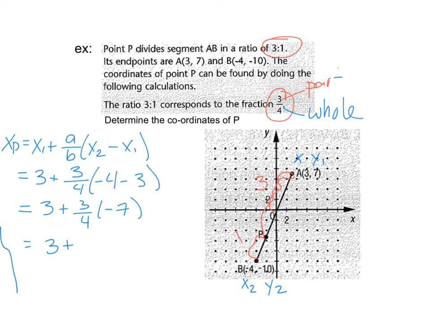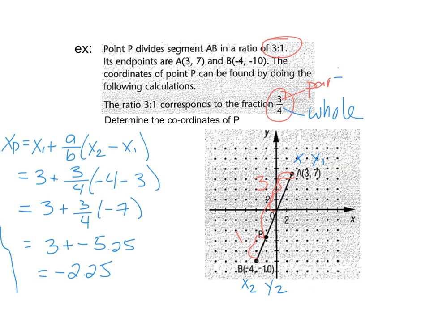On your calculator, you can do 3 times -7 and divide by 4. That should give you -5.25. And then we do this addition. 3 plus -5.25 is going to give us -2.25. That's my x-coordinate.